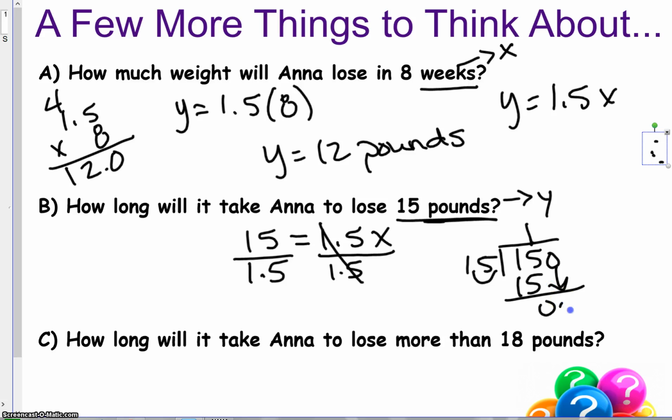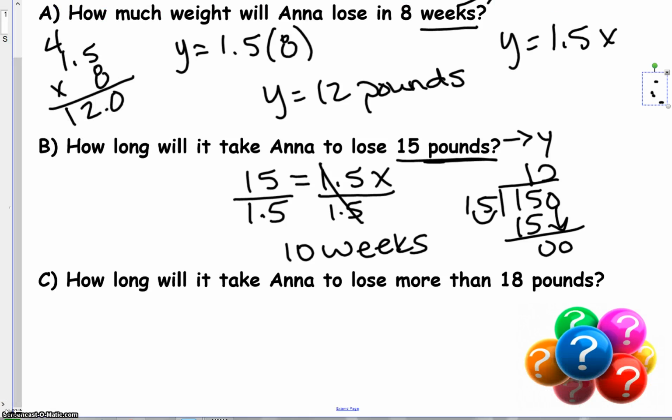Zero, bring down that 0. You're not done. 15 going into 0, 0 times. So how long will it take her? 10 weeks. And last question. How long will it take Anna to lose more than 18 pounds? So we know pounds is y, so greater than 18.